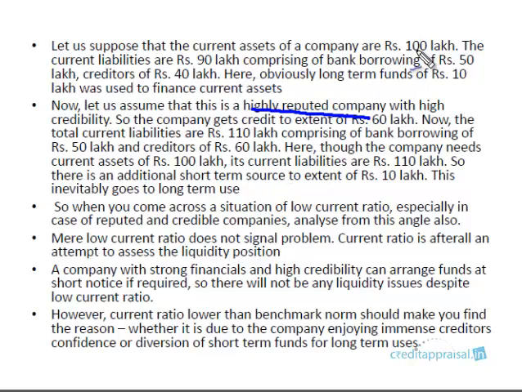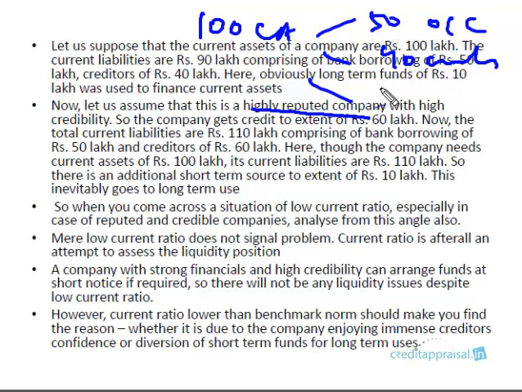So current assets are 100 lakhs. Current liability is 90 lakhs, of which bank borrowings are 50 and creditors 40. So obviously long-term funds of 10 lakhs are used to finance it. This is the present position. So the 100 lakhs of current assets of this company are being financed by 50 lakhs of bank borrowings, creditors are giving 40 and NWC is 10. This is the present scenario, but this is a very huge company and everybody wants to do business.